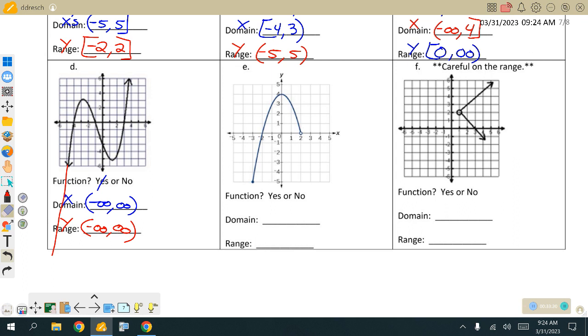Alright, let's do one more here, letter E. Function, yes or no? We got a function. Now, that function is actually quadratic. It's not a full quadratic, it's a partial quadratic, but it's a quadratic. The domain, let's finish this thing off. Left to right. Now, on this one, we can clearly see it's not an arrow, but it's a single dot that terminates. So what are we doing? We do have a starting point at -3. And on the right, we have an ending point at 2.